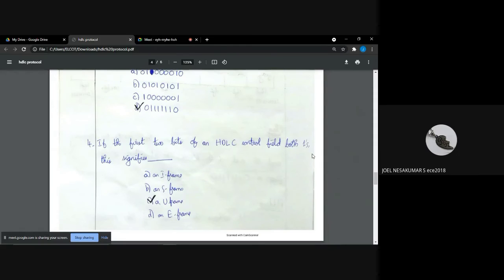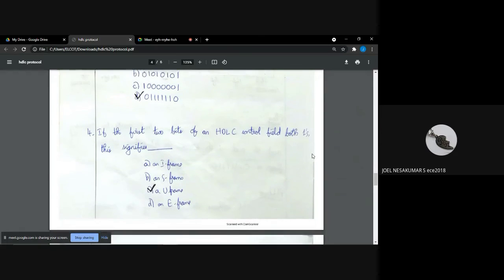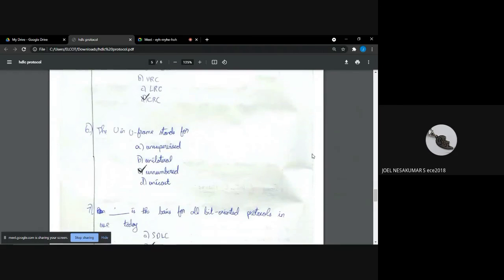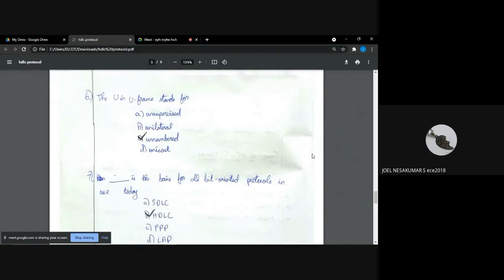The first 2 bits of an HDLC control field are both ones, this signifies. If both first 2 bits are 1, then it is an unnumbered frame, that is U frame. Answer C. And the HDLC frame uses dash for error detection. For error detection, we use cyclic redundancy check, which is CRC. The answer is D. The U in U frame stands for unnumbered. We know that, unnumbered frame.